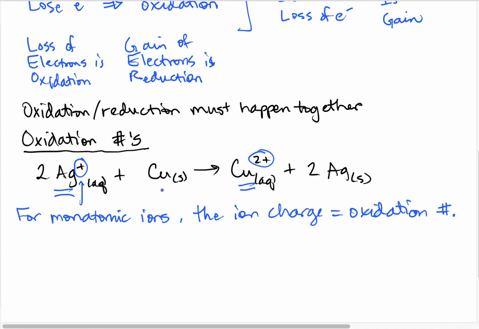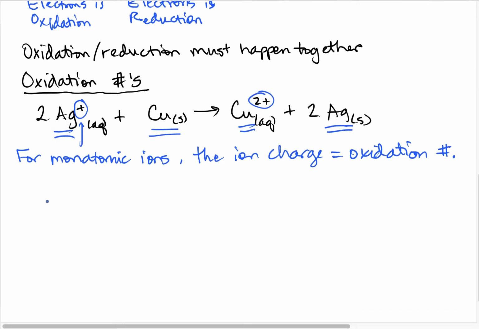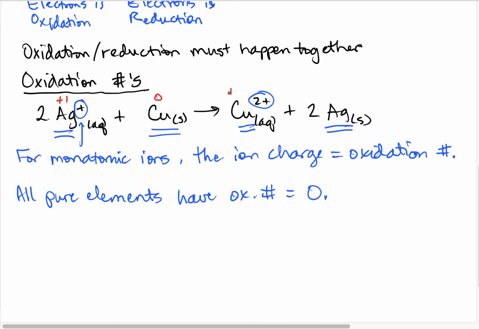But what about this just plain copper or just plain silver? These aren't ions, they're metals, they're also pure elements. And for all pure elements in their elemental form, these are considered to have an oxidation number of 0. So if I were labeling oxidation numbers, I would write a +1 over the silver, a 0 over the copper, a +2 over the copper 2+, and a 0 over here for the silver metal.